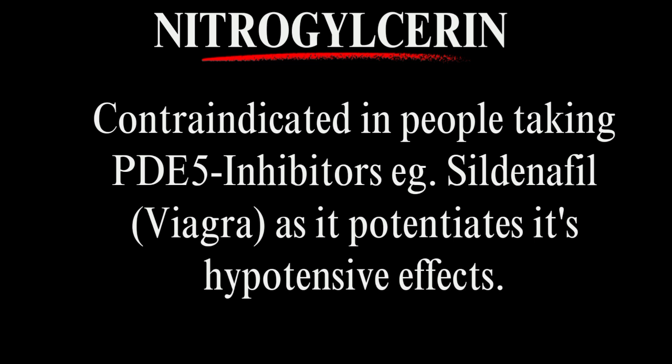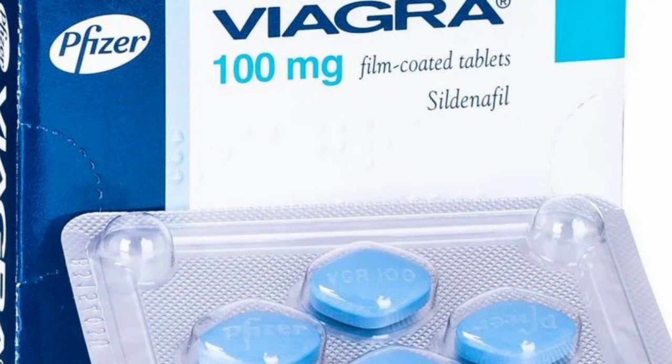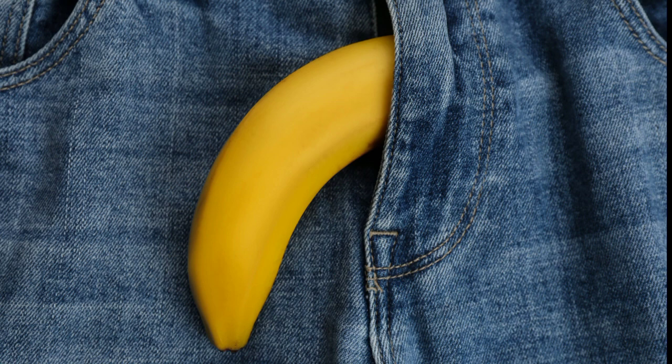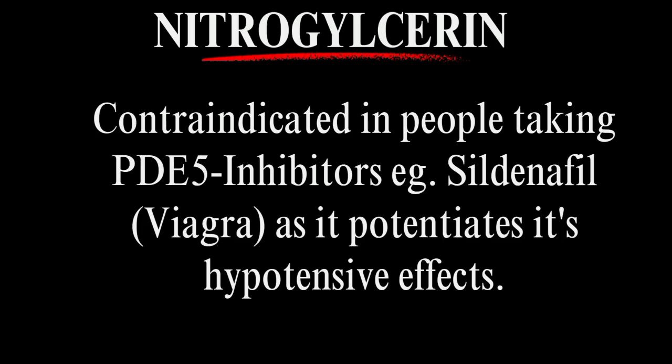It's important to note that GTN is contraindicated in people taking phosphodiesterase 5 inhibitors such as sildenafil, sold under the brand name Viagra. So these drugs are used to treat erectile dysfunction and pulmonary arterial hypertension. When these medications are given together with GTN, they potentiate the hypotensive effect of GTN, leading to dangerously low BPs. So before you give someone GTN, ask them whether they've recently taken any of these medications or whether they are on it.